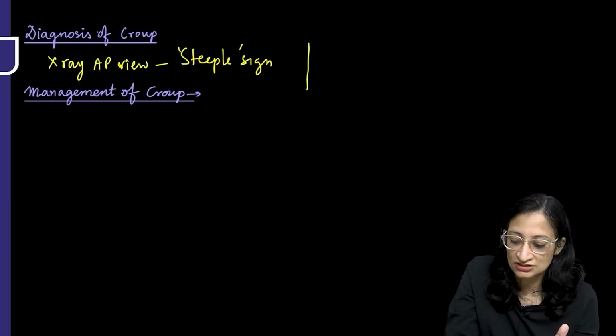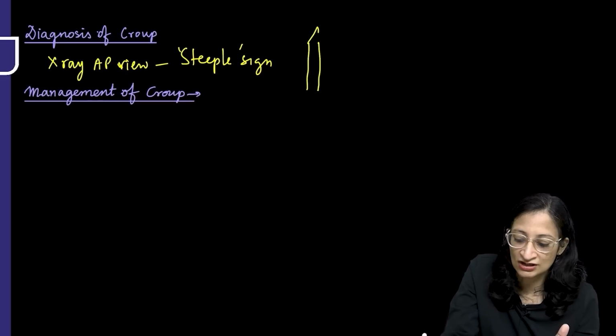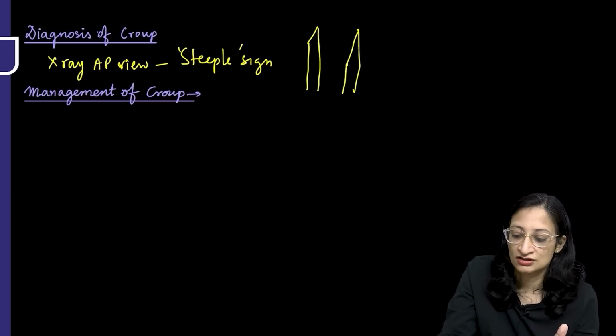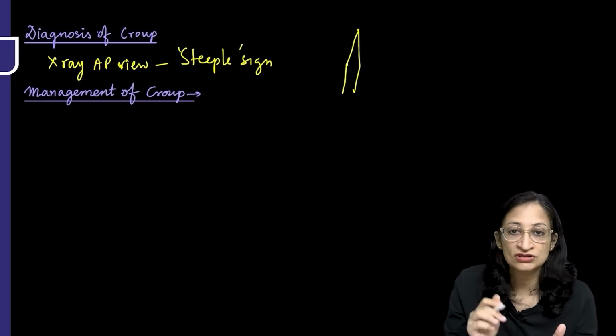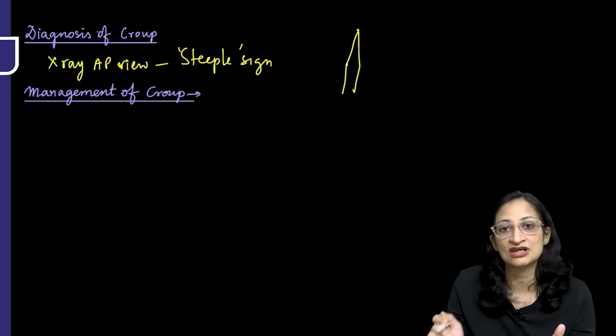Just like this, the airway is there and there is narrowing at the top. So it is the steeple sign that you see on the X-ray in croup. So thumb sign in acute epiglottitis, steeple sign in croup.